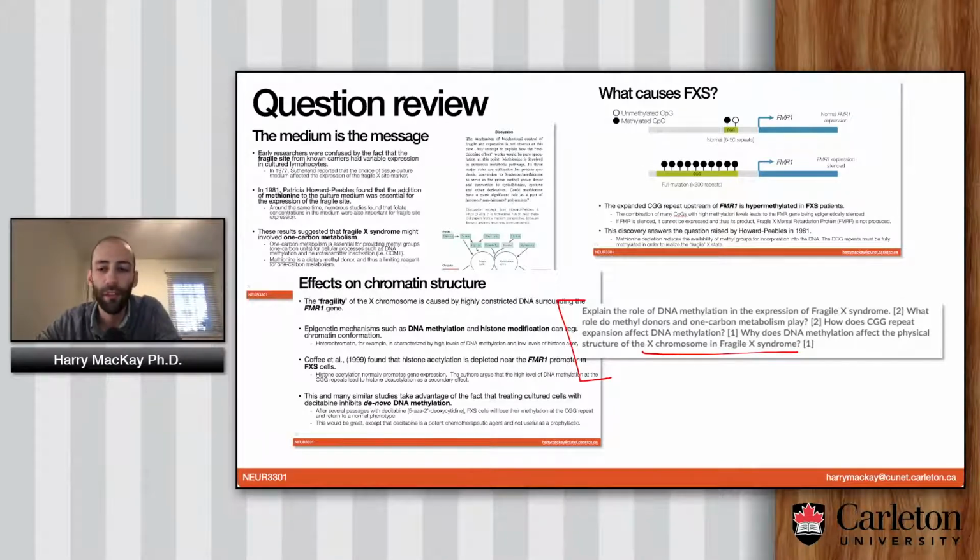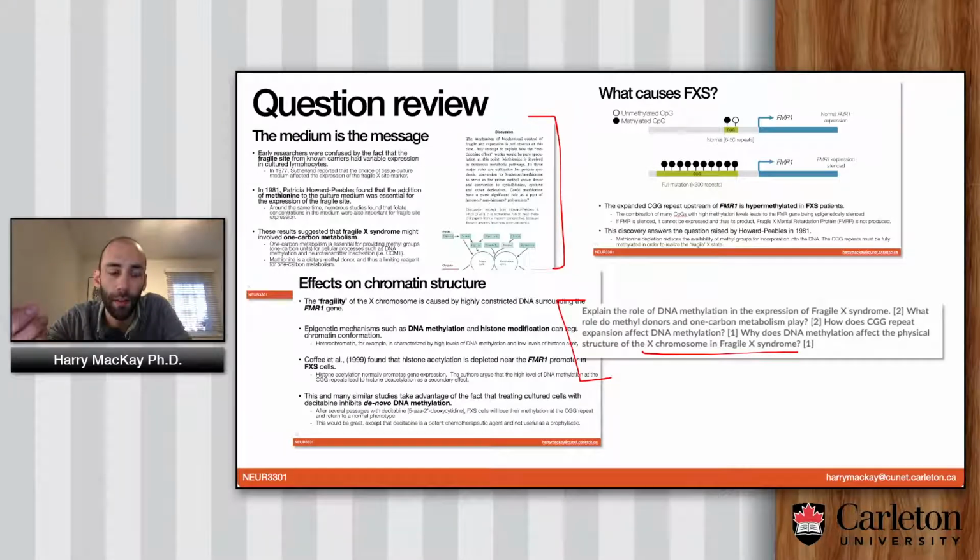But yeah, so the level of methylation at the CGG repeat is actually the main determiner of the Fragile X status. The mutation on its own doesn't necessarily mean that the Fragile X marker will be expressed and you'll have Fragile X syndrome. It depends on the level of methylation at that repeat site. And they've known for quite a while, based on studies of cell culture, you remember Patricia Howard-Peebles and her work, showed that the amount of methyl donors in the culture medium is essential for the expression of the Fragile X chromosome or the Fragile X marker.